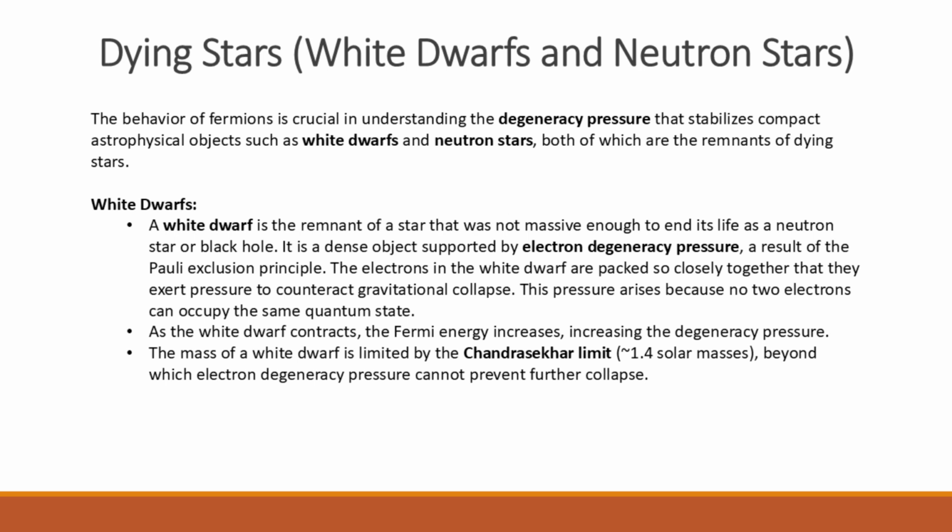As white dwarfs contract, their Fermi energy increases, enhancing the degeneracy pressure. This electron degeneracy pressure arises because no two electrons can occupy the same quantum state, counteracting gravitational collapse. However, if the mass exceeds the Chandrasekhar limit of about 1.4 solar masses, this pressure cannot prevent further collapse.